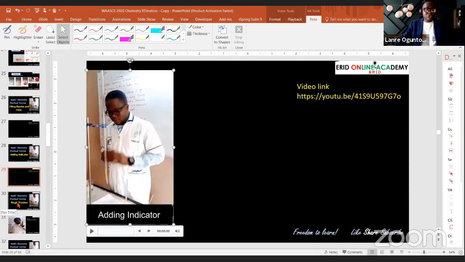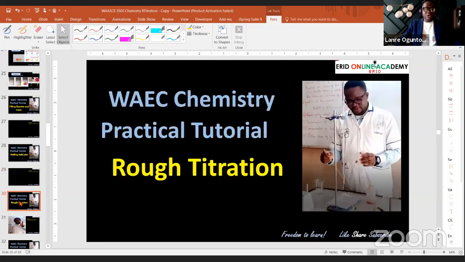If you use too much indicator, then it's going to interfere with your end point. You'll not be able to determine the actual color change that you need to see, and to know when exactly you need to stop your titration. Very important. 2 to 3 drops of indicator.